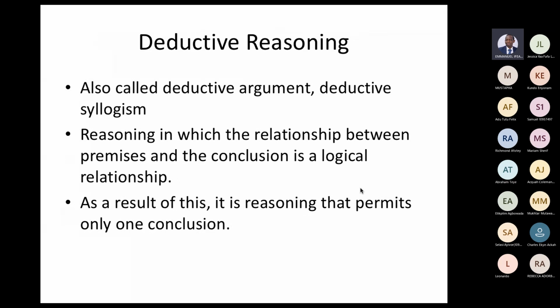Now on to deductive reasoning. Deductive reasoning is also called deductive argument, deductive syllogism. It is reasoning in which the relationship between the premises and the conclusion is a logical relationship. As a result of this, it's reasoning that permits only one conclusion. Now, it's just like a mathematical operation. When you add 2 and 2, it permits only one conclusion, and that is 4. So that's the nature of deductive reasoning.